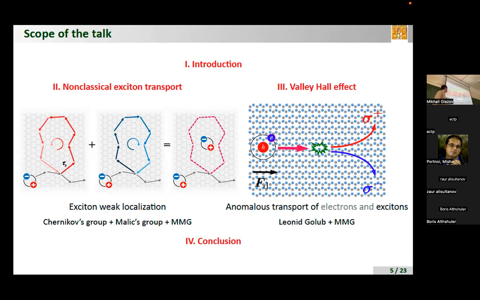And here I will show you some results obtained together with a group of Alexei Chernikov, an experimental group, and we also collaborated with the Ermin Malic group in Göteborg and then in Marburg. They did some very nice simulations within the Boltzmann equation to study all the details of classical exciton transport.